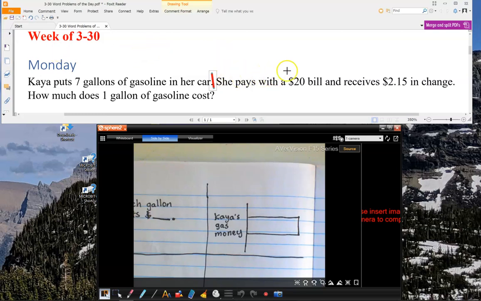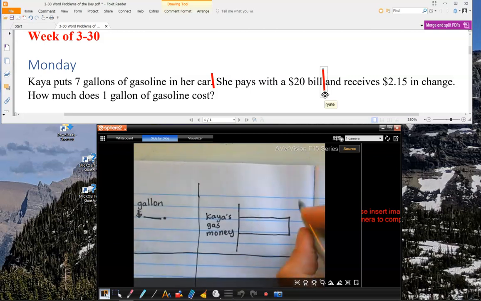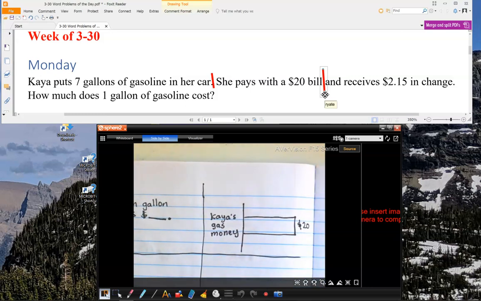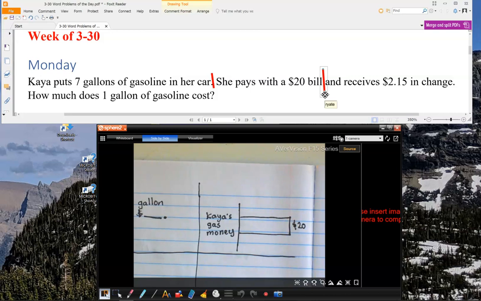She pays with a $20 bill. Oh, I'll stop right there. The word and. She pays with a $20 bill. That means that her total amount of gas money is $20. That's all the money, so I'm going to put it at the end, just like that. And then what I want you to do is make sure you use a dollar sign here to show how much she spent. Now I've used a $20 bill, so I'm going to cross out that whole sentence. I'm done with it.